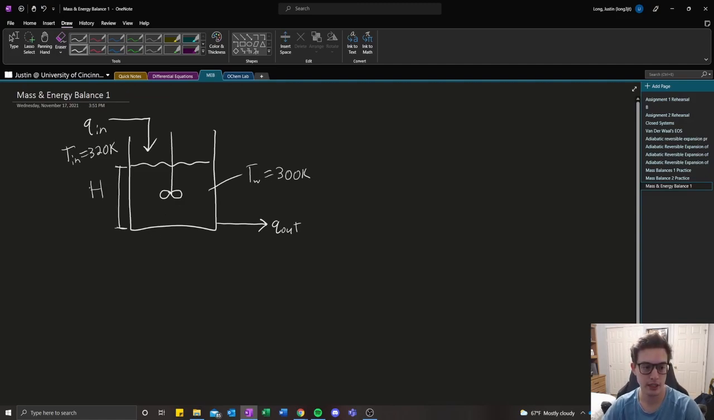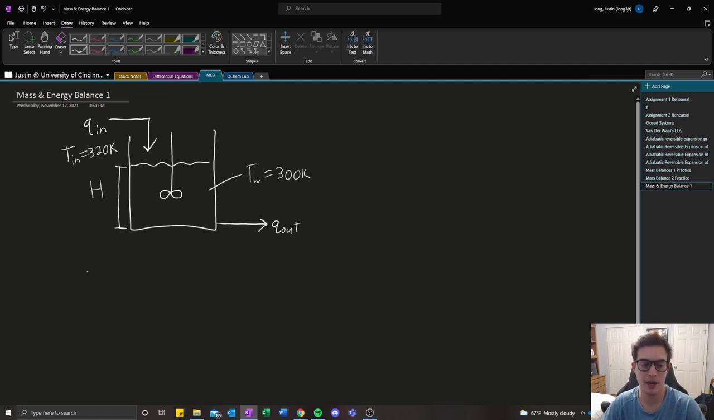So we've got this height, and we want to know how the height changes with time and how the temperature changes with time. And we're going to do this by looking at the mass balance and energy balance. So we're going to focus on finding the height with respect to time first.